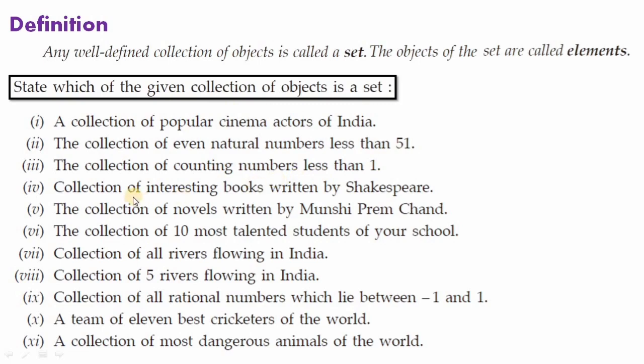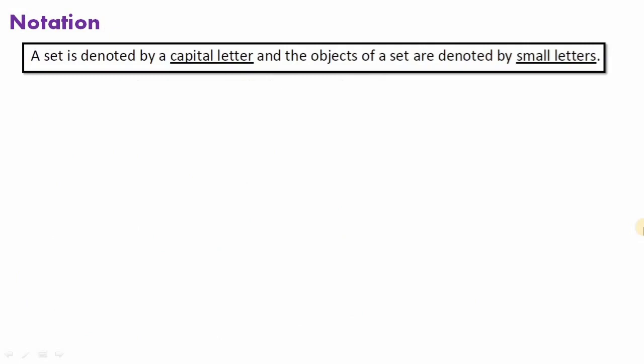Fine. Similarly, we have the collection of interesting books written by Shakespeare. Shakespeare has written many books, right? Out of those books you may find only a few interesting, and whatever you find interesting might not be interesting for me, isn't it? So that's why number 4 is not a well-defined collection. That means this is not a set. Similarly, you can check the remaining ones. I hope the thing is clear to you. Very good. Now let's move on to the next topic.